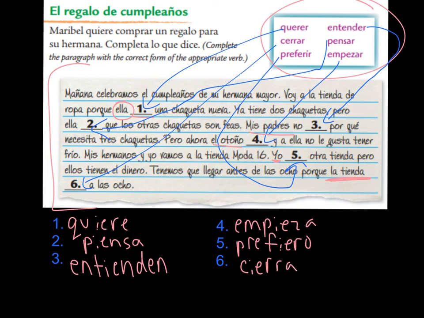Hopefully this has helped you start to understand a little bit more about stem changers. We will now go to another video and look at stem changers that go from O to UE or E to I.